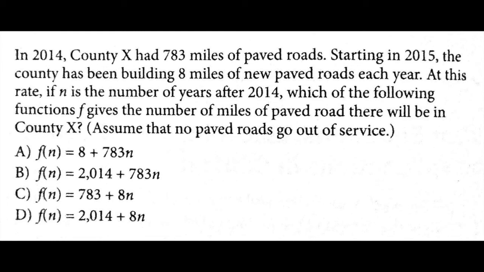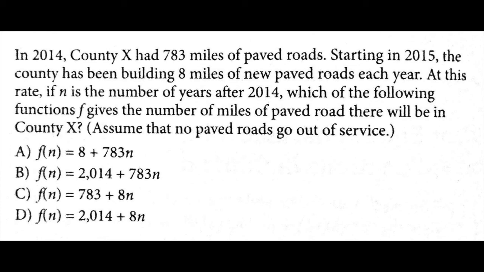In order to identify these, it is important to look for specific keywords in the question. Whenever you are asked to form a linear equation using such information, words like per or each usually suggest that the respective number represents the slope. This means it will be attached to the variable in the question. Looking at this question, the word each is present in the phrase 8 miles of new paved roads each year. This should instantly indicate that the number 8 will be attached to the variable, in this case n.